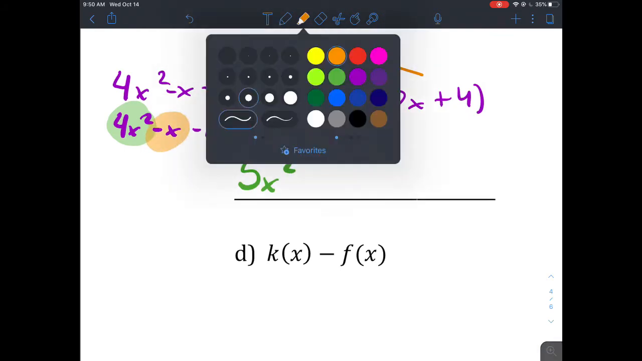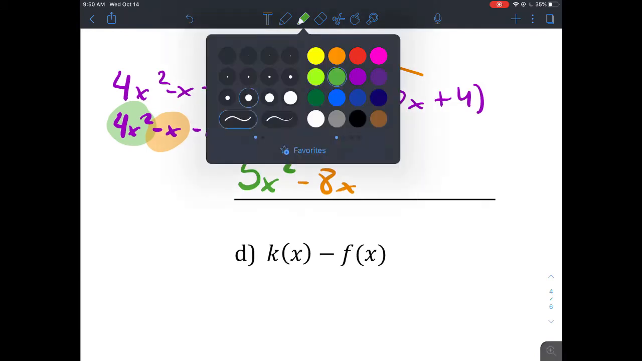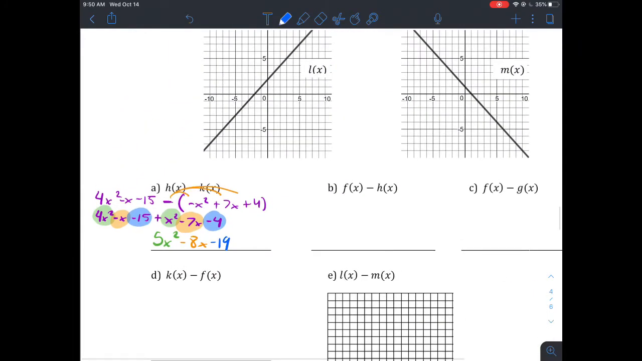We have our negative x and a negative 7x, which is going to give us a negative 8x. And then we get, oh, I already did green. Negative 15 and negative 4, which is going to give us a negative 19. All right, let's try another one.